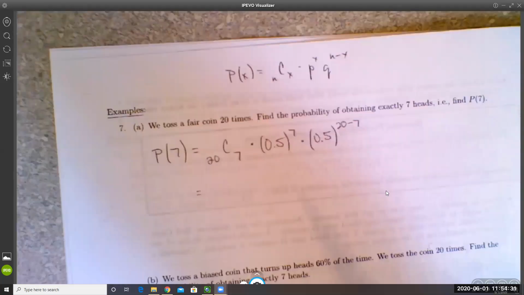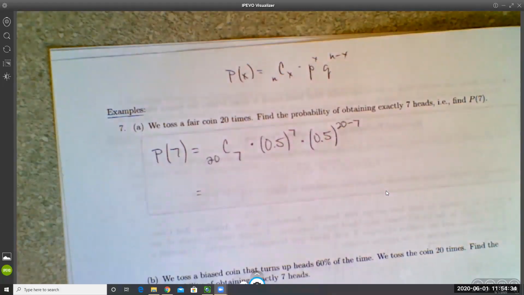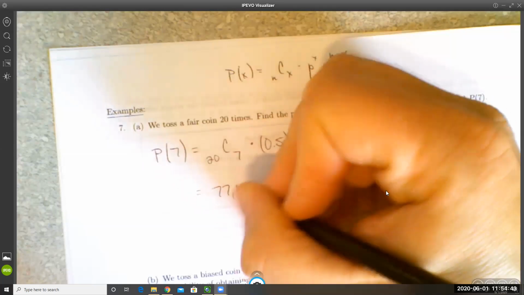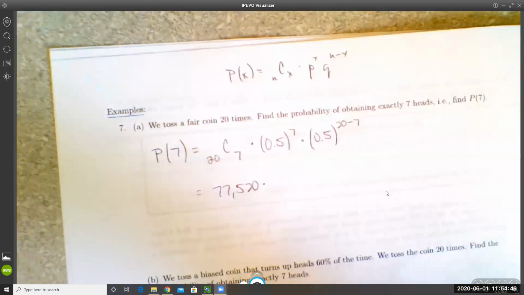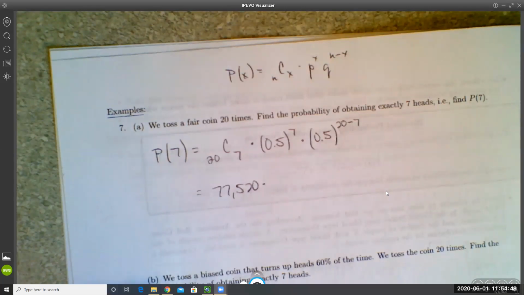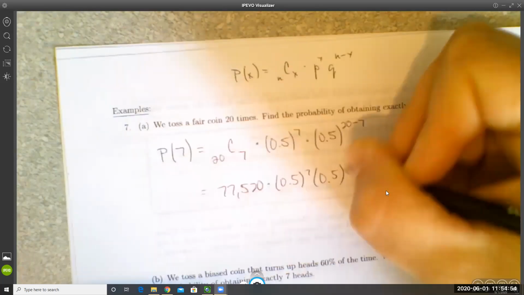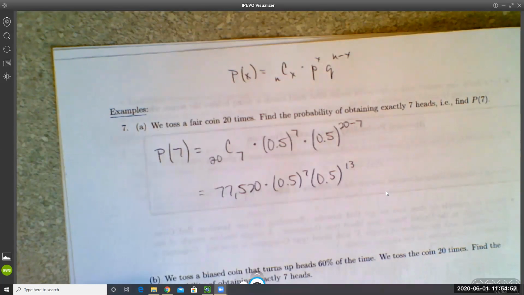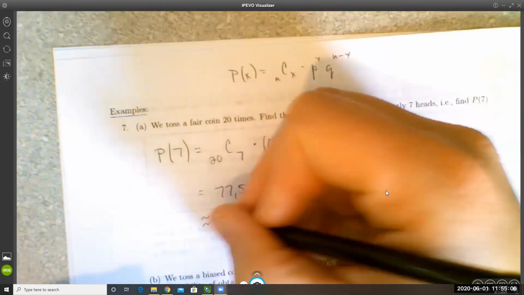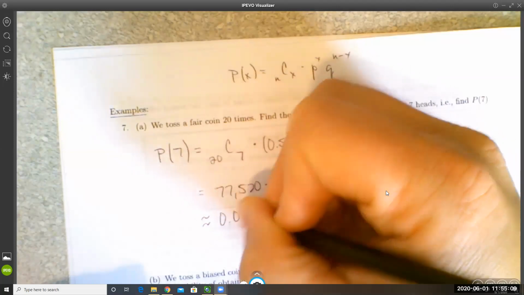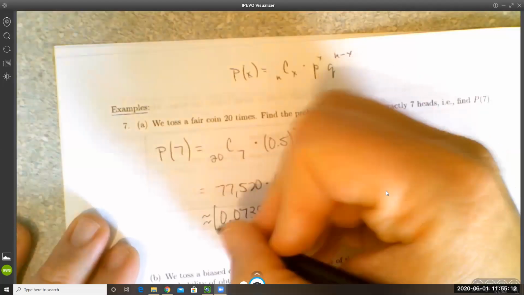To do 20 choose 7, you just have to use your favorite combination calculator. 20 choose 7 is 77,520. Times 0.5 to the 7th times 0.5 to the 13th. I'm just going to throw this all into my calculator at the same time, but let's see what we get. 77,520 times 0.5 to the 7th times 0.5 to the 13th is approximately equal to 0.0739. Okay, and that's that.